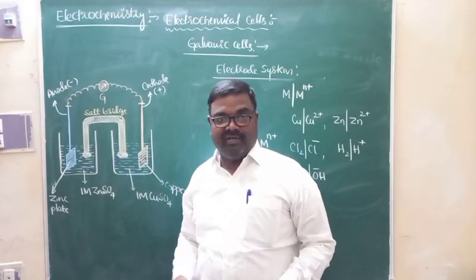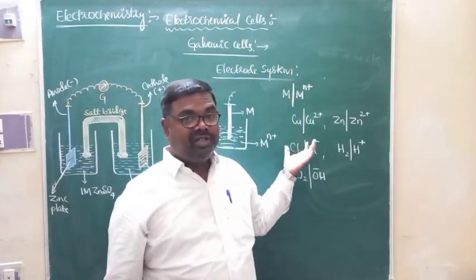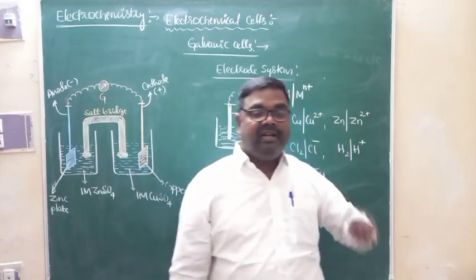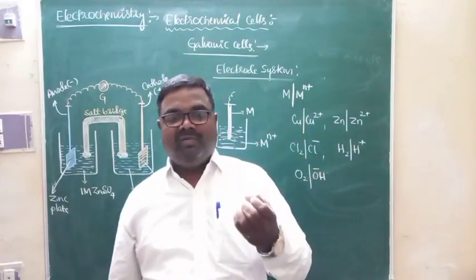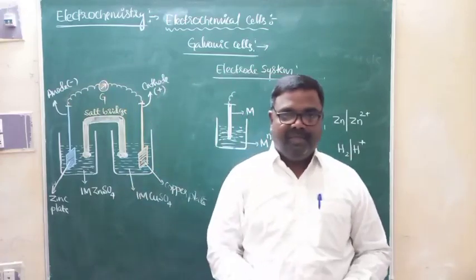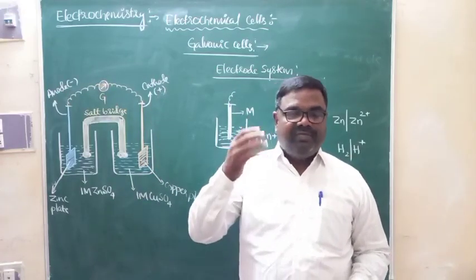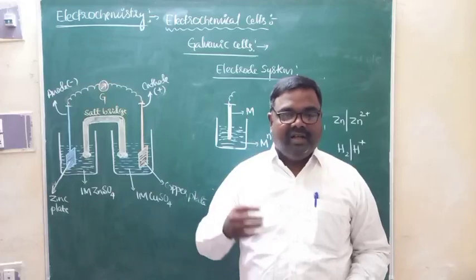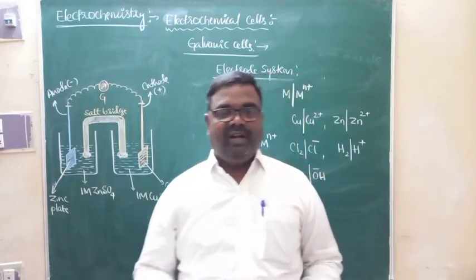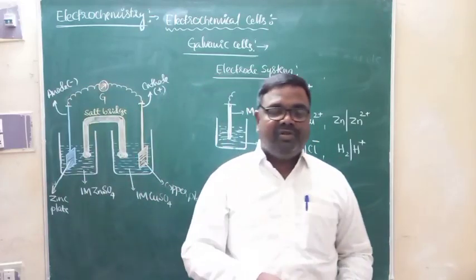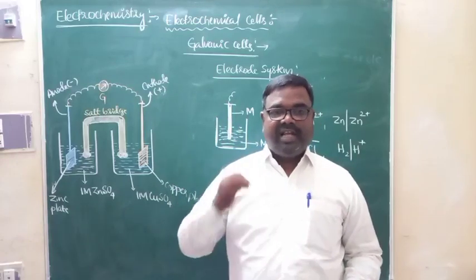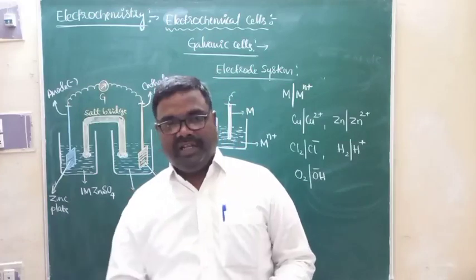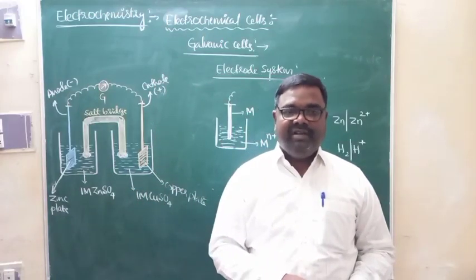I'll explain that later. Now, when two electrode systems are connected externally by an electric wire and internally by a salt bridge, you get what we call a galvanic cell. Remember, when two different electrode systems are connected and there is a spontaneous flow of electrons from one electrode system to the other, that results in the conversion of chemical energy into electrical energy. That is what we call galvanic cells.